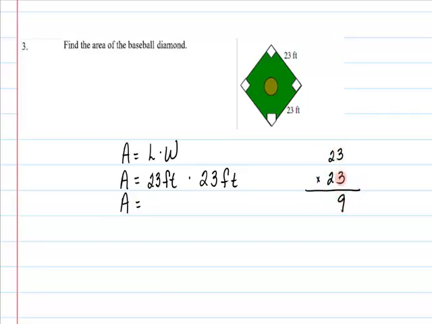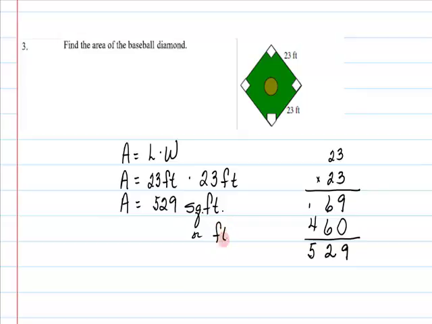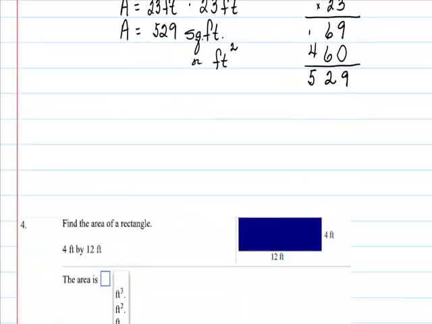3 times 3 is 9. 3 times 2 is 6. Put down your 0. 2 times 3 is 6. 2 times 2 is 4. Add 4, 9. 6 and 6 is 12. Carry the 1. I have 529. And this will be square feet. It can be written with the abbreviation sq feet, or it could be feet to the second power, because that also means square feet. Well, let's take a look at one more.